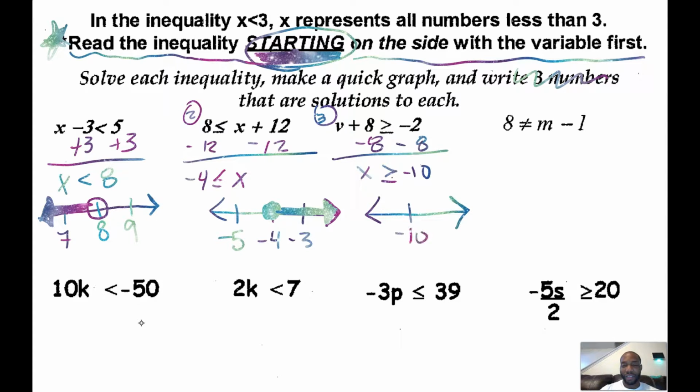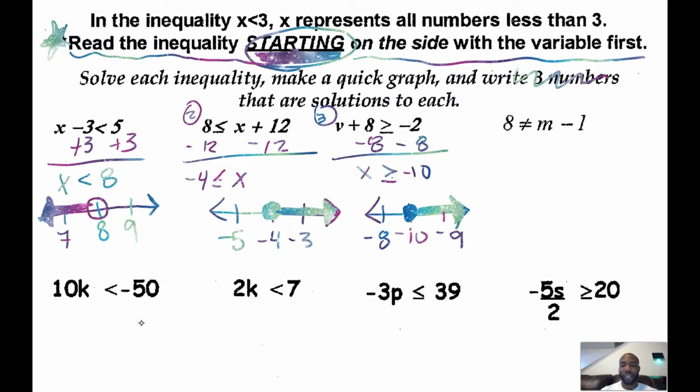Okay, our -10 is here. Quick graph. Our -9 is here. Our -8 is here. And closed or open circle? Closed. Why is it closed? Because it's equal to. That means the number -10 is included in the solution. Are we going left or right? We don't look at those arrows. We read it. X is greater than. Where are all the numbers greater than -10 located? Right over here.